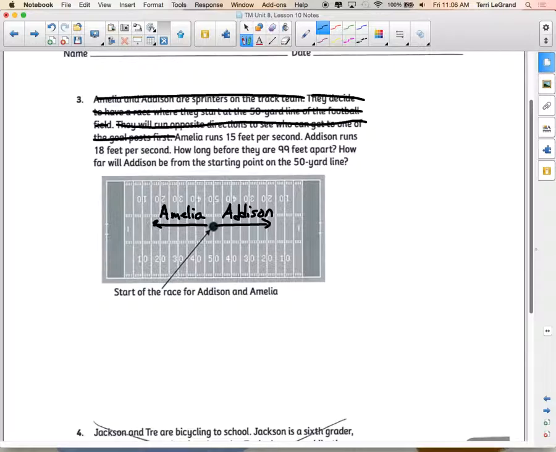Amelia runs 15 feet per second. Important? Probably, yeah. Addison runs 18 feet per second. That's probably important also. How long? That's going to be our question first. They are 99 feet apart. So the distance from where, when they're running, it doesn't say which one gets to the goal post first. It says when will they be 99 feet apart. Anybody know how long a football field is from goal post to goal post?